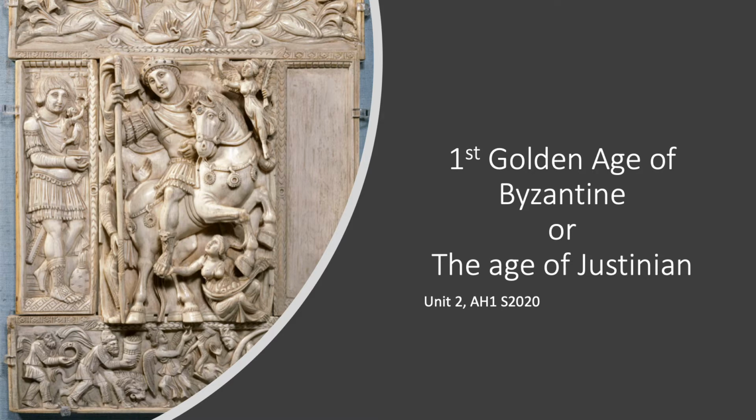So we are in the first golden age of Byzantine, a new era of art history. This era is called the first golden age of Byzantine, or the age of Justinian. Byzantine art is divided into different ages. We are currently in, like, the 24th golden age of Byzantine.